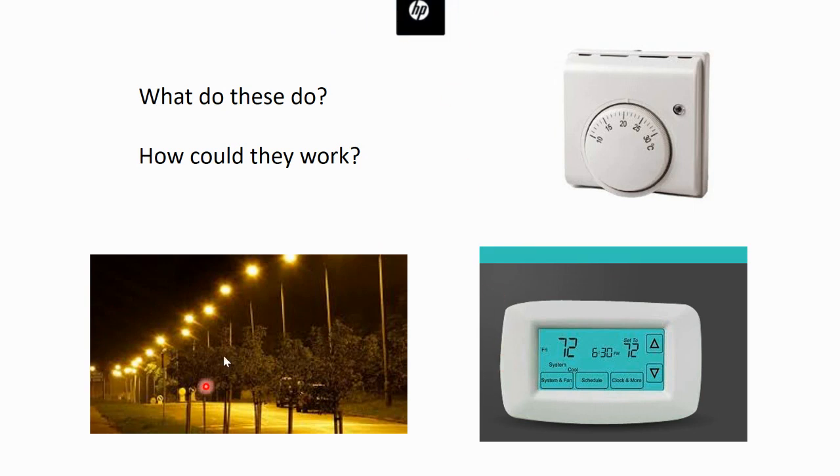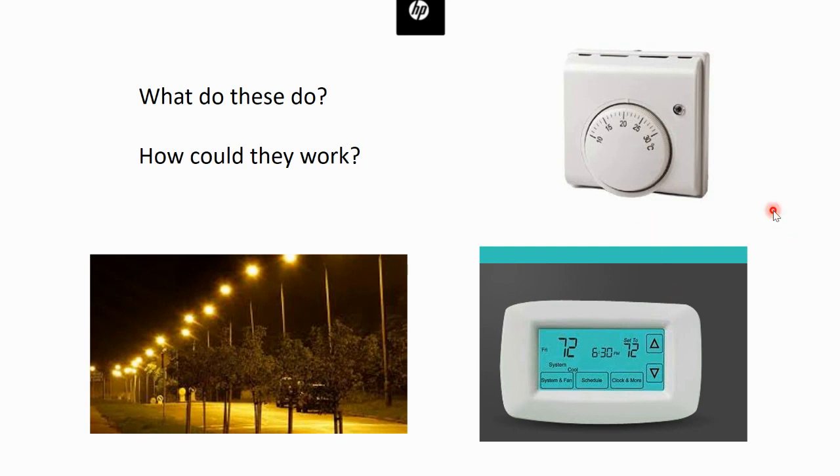So obviously this is street lights, they turn on when it gets dark. These two are thermostats. This is a bit more intelligent, it controls air conditioning as well. And how do they work? Well, they generally turn on when it gets too cold or too hot. So we have a circuit that responds to light and circuits that respond to heat. And that's what we're going to look at in today's lesson.